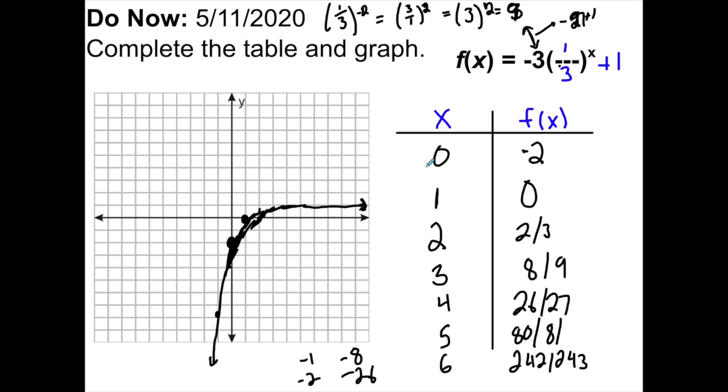So that's the idea, though. With these kinds of functions, mathematically, there's a number that it's approaching that it's going to get really close to but not hit, and that is represented by what we call the horizontal asymptote. You can see 242/243. Then the next one's going to be 728 out of 729. It's always going to be really, really close, but never equal to 1.